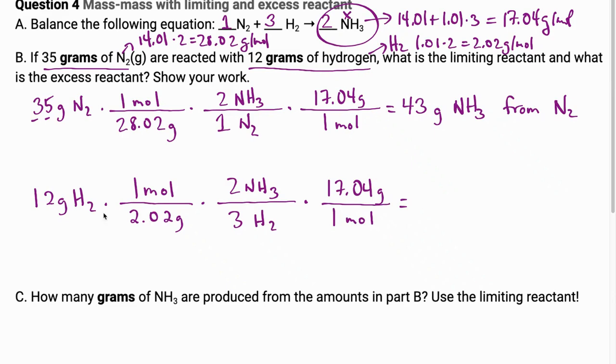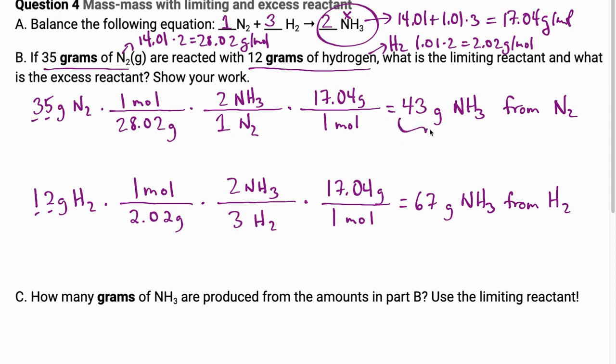Now I'm going to calculate this. I'll take 12 divided by 2.02, times 2 divided by 3, times 17.04. When I put this in my calculator, I get 67.48, but I'm going to round to 2 sig figs. So this will be 67 grams of NH3 from my H2.